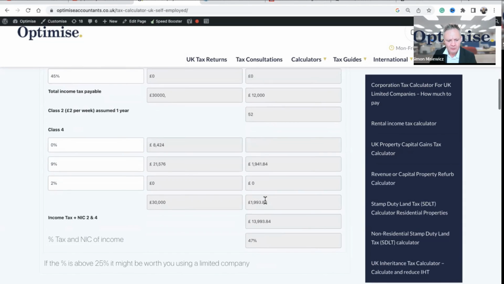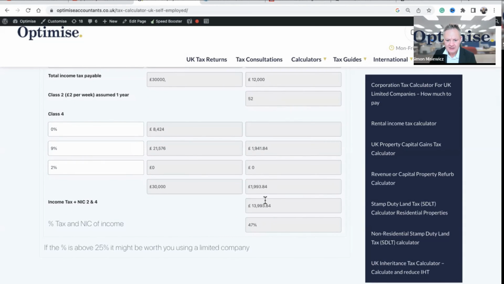If we go down further, we have now got self-employment tax to think about for national insurance, which you can see the bands there, 9% and 2% plus the £52, which in this case means this person has now got an income tax liability and National Insurance Class 2 and Class 4 of 13,400, near enough, which is 47%. So for this person, it makes a lot more sense to use a limited company if they do not need all of the money and are happy to keep that money in the limited company.